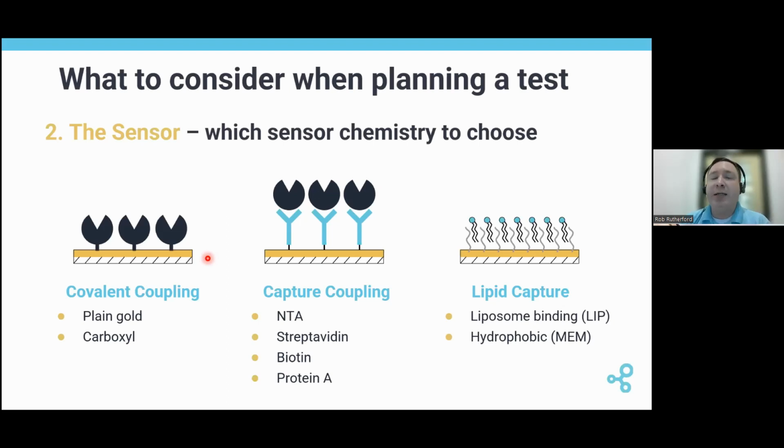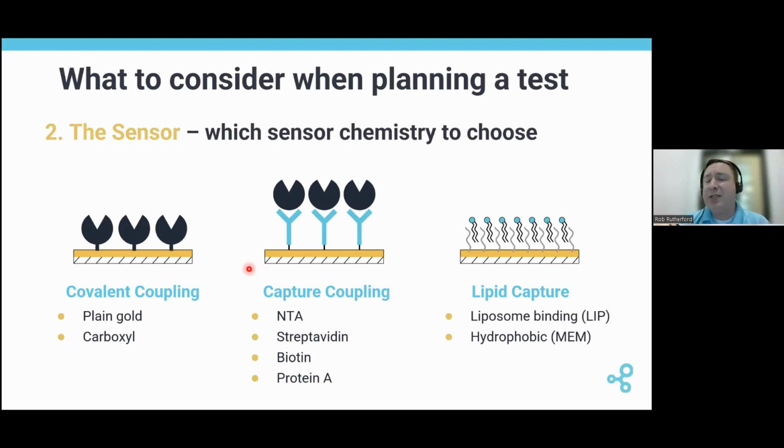Whereas when you're looking at some of our capture coupling sensors, you do have the option to potentially strip both the ligand and the analyte off. For instance, if you're using our NTA sensor, that is a his tag, and we do have imidazole, which will outcompete whatever is his-tagged onto the sensor, and it allows you to flush everything off, and then you can re-immobilize your ligand and start with another concentration of your analyte. So these are all considerations.